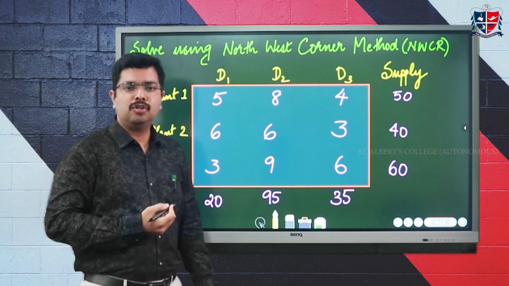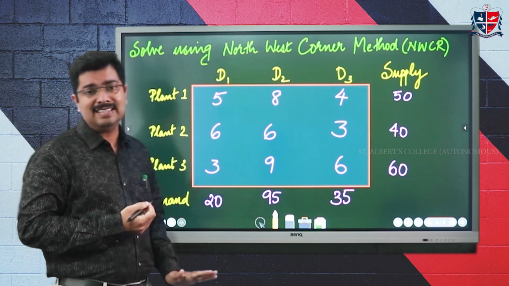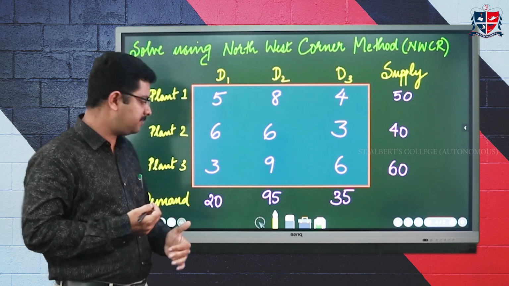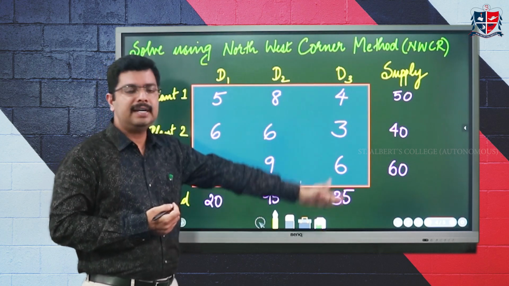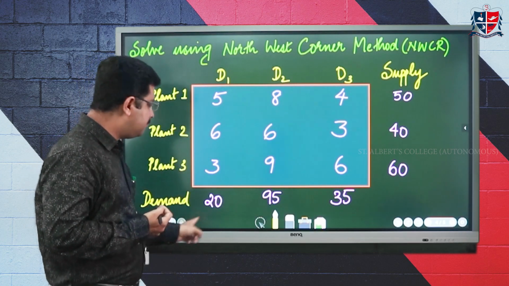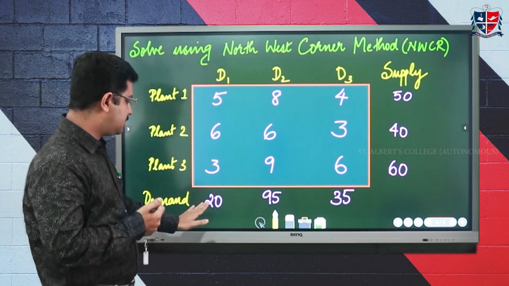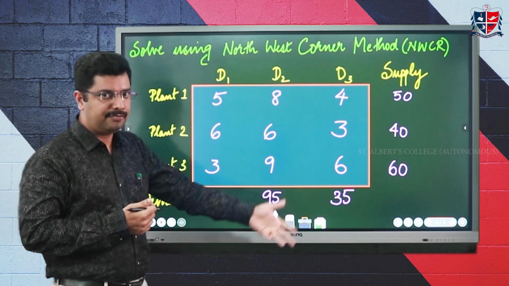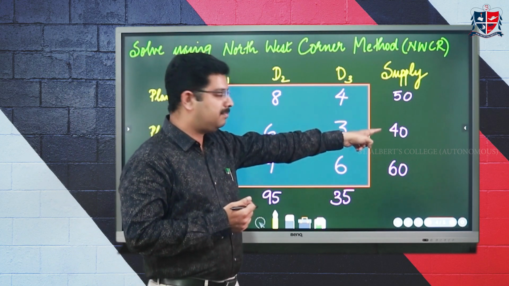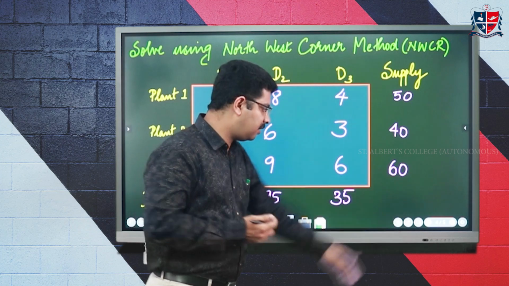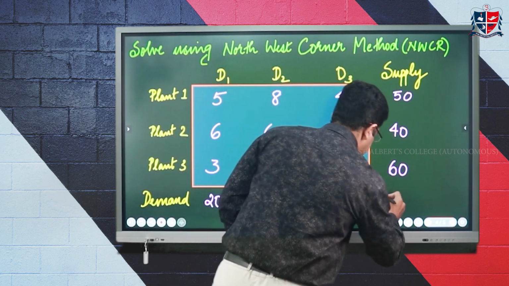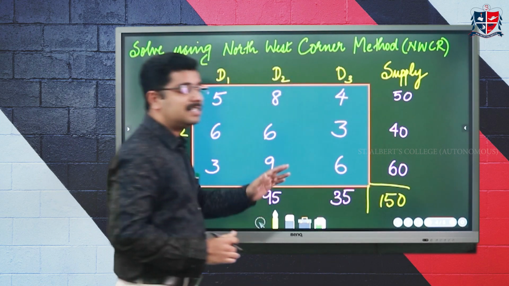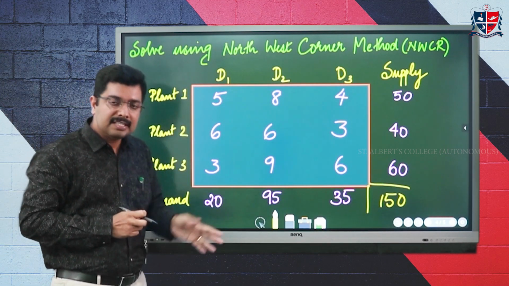The first thing that we should look at is whether this is a balanced or an unbalanced problem. How do you understand whether it is balanced or unbalanced? You have to add the demand and the supply. If they are the same, it is balanced. Let's look here: 20 plus 95 plus 35, the answer is 150. Now 50 plus 40 plus 60: 60 plus 40 is 100, 100 plus 50 is 150, again 150. So here we get demand and supply both to be 150, which means this is a balanced problem.